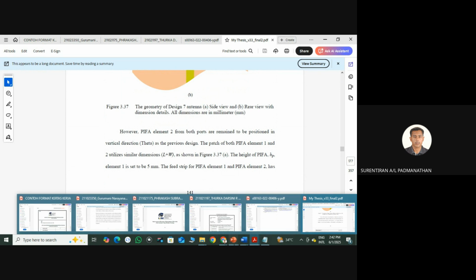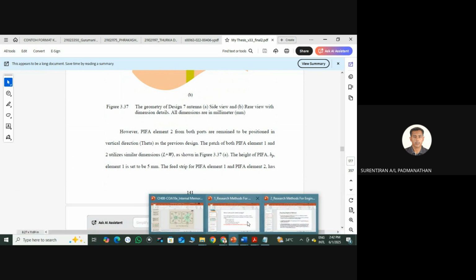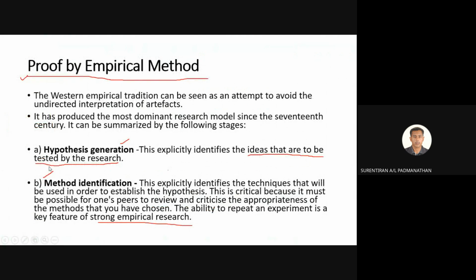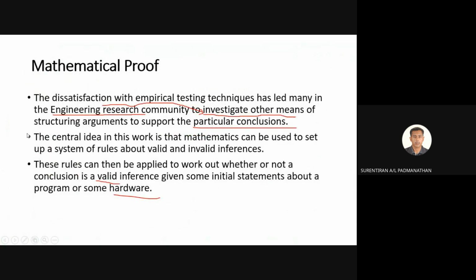It is good if you can include some mathematical proof in your work. So the central idea of this work is that mathematics can be used to set up system rules as valid and invalid. So the rules can be applied to work out whether or not a conclusion is a valid inference given some initial statements about the program or some hardware.